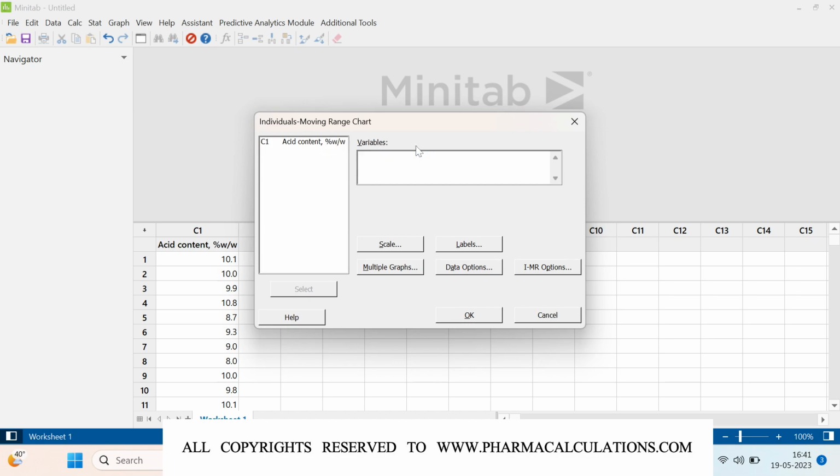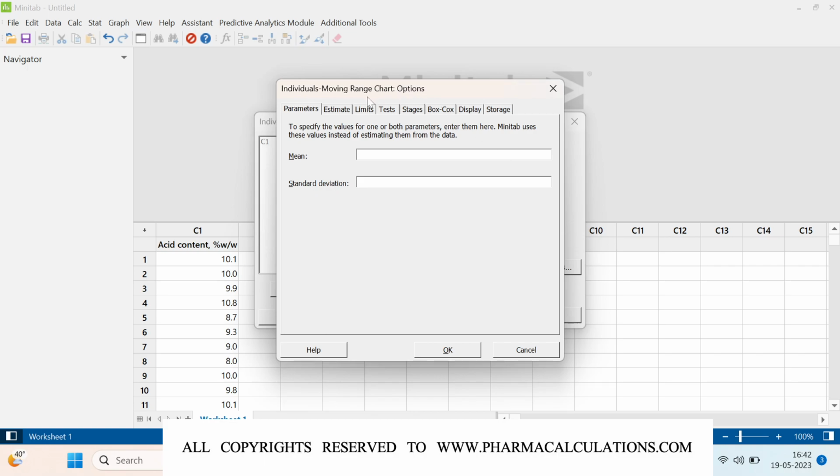So this is how the dialog box will look, or this is how the data window is going to look. In this, click on this variable, the ACID content, and select it. After doing that, just click on OK. And if you want to explore more options, you can click on this IMR options, and in this you will have different types of options.